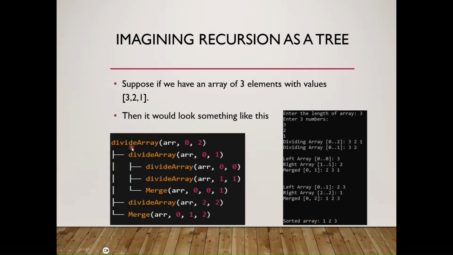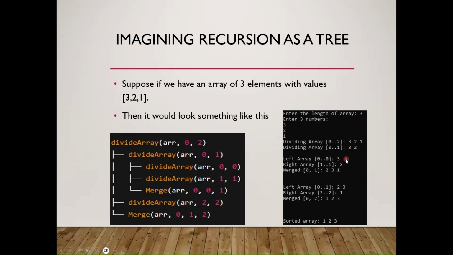So if you try to visualize it as a tree, first we have come into the function body with divide array, and since it is fulfilling the condition 0 is less than 2, it will call itself. Then it is still fulfilling the condition 0 is less than 1, so it will call itself. But now the base case is reached: 0 is not less than 0, so it will not further call itself, and 1 is not less than 1, so it will not call itself.